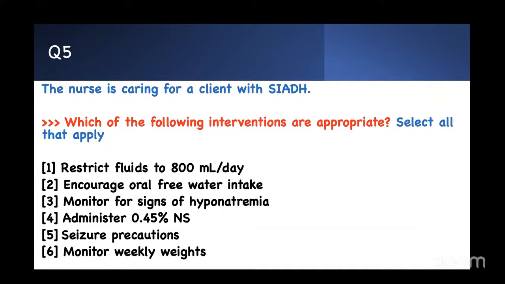Restrict fluid to 800. Encourage oral free water intake. Monitor for signs of what? Hyponatremia. Administer 0.45 normal saline. Seizure precaution. Monitor weekly weight. This is a critical thinking question. It requires some knowledge, content is endocrine, but you can answer it. The first thing you do, go for the buzzwords. I said, this is how you answer the question. I focus on it. I said, SIADH.